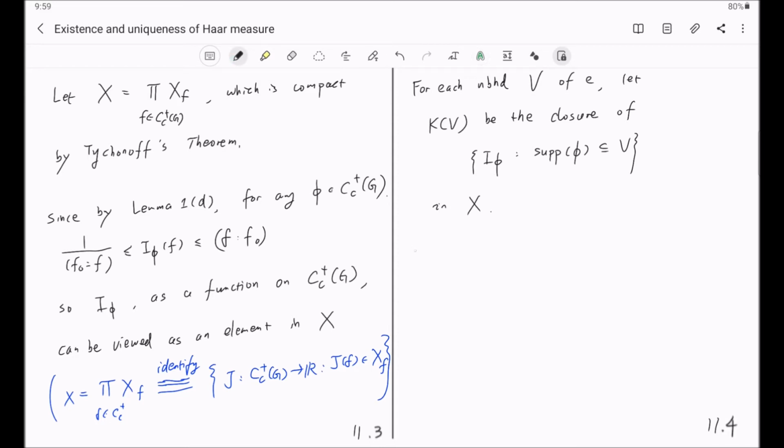We claim the following. We claim that K of the intersection of V_j's, where j is from 1 through n, is contained in the intersection of K of V_j's, where j is from 1 through n. Namely, if you pull out intersection, then you get one-sided containment.